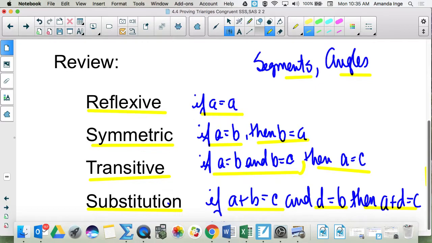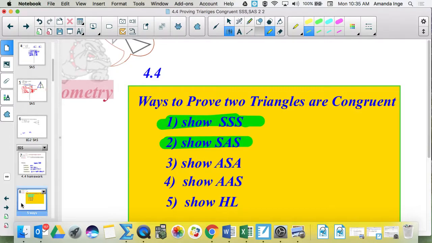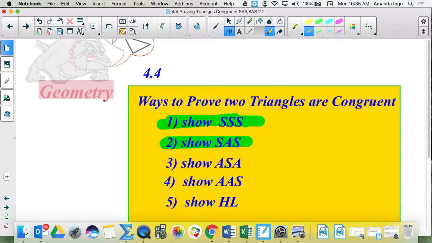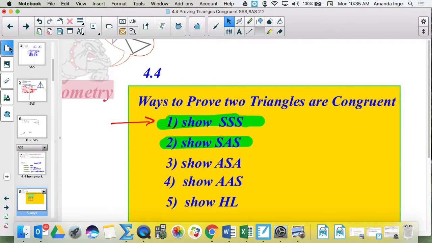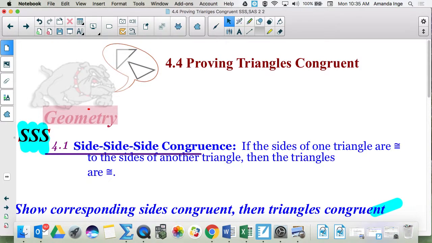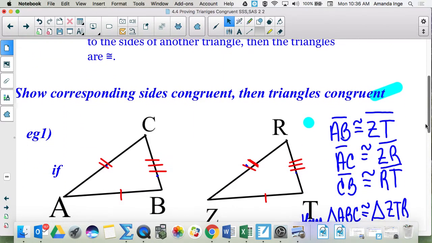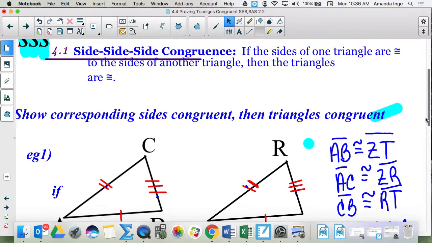So those properties of equality apply for segments and angles. So now we want to talk about side, side, side. Where all the corresponding sides are congruent, then we can say the triangles are congruent. So this says if the sides of one triangle are congruent to the sides of another triangle, then the triangles are congruent. So we want to show that corresponding sides are congruent and corresponding angles are congruent.